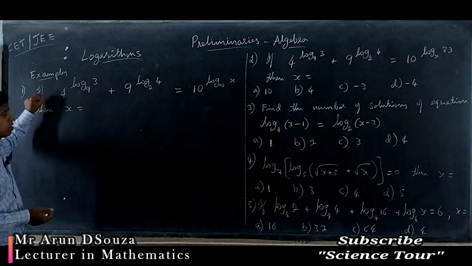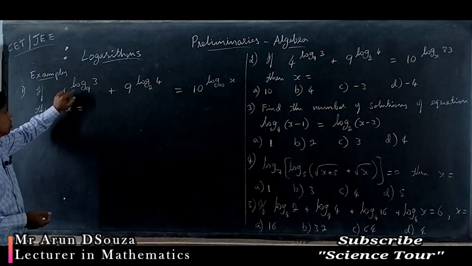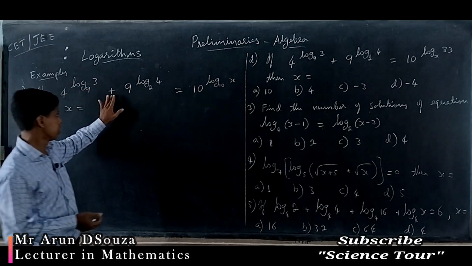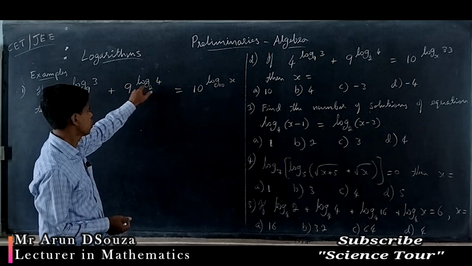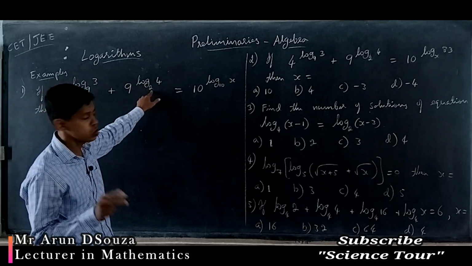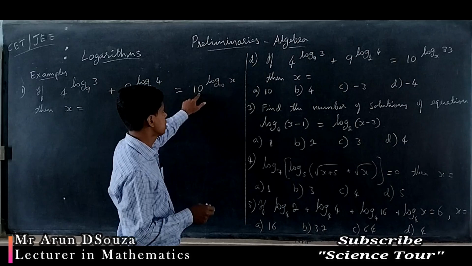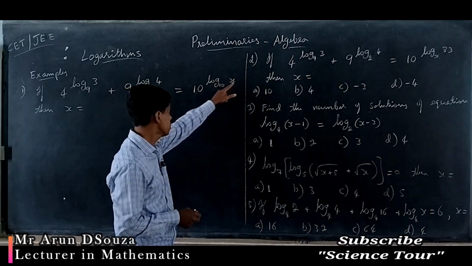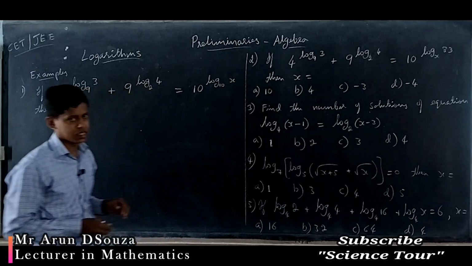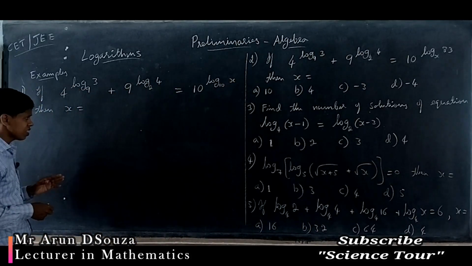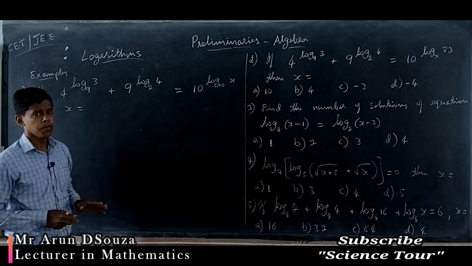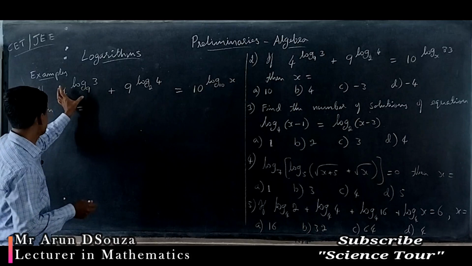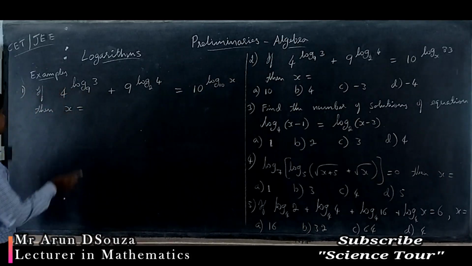If 4 raised to the power log 3 to the base 9 plus 9 raised to log 4 to the base 2 is equal to 10 raised to log x to the base 10, then what is the value of x? That's the question. Let us understand part by part. First let me take this quantity.